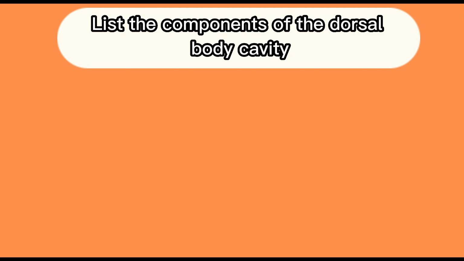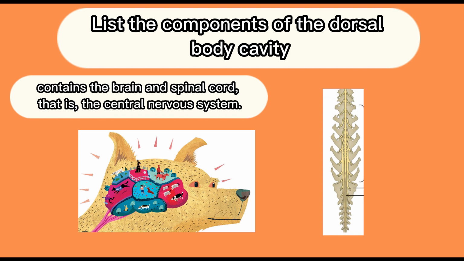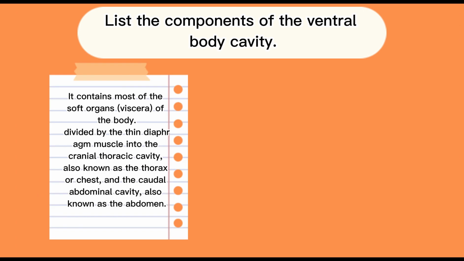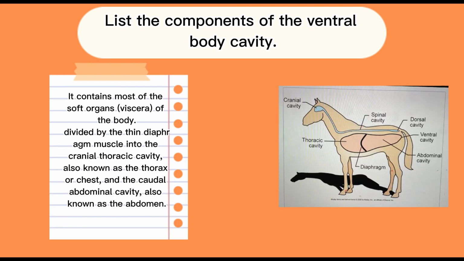List the components of the dorsal body cavity. It contains the brain and spinal cord, that is, the central nervous system. Ventral body cavity. It contains most of the soft organs, the viscera of the body. It is divided by the thin diaphragm muscle into the cranial thoracic cavity, also known as the thorax or chest, and the caudal abdominal cavity, also known as the abdomen.